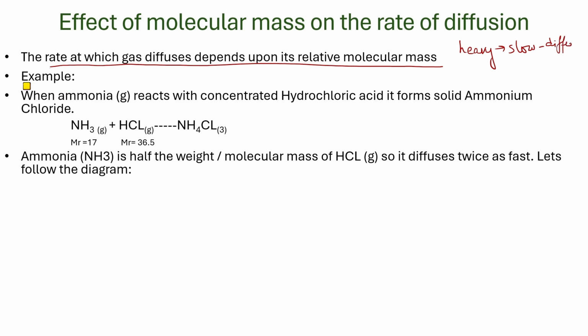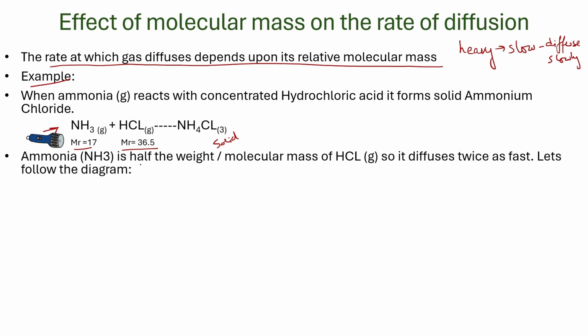Now there is an example, that is when ammonia gas reacts with concentrated hydrochloric acid, it forms solid ammonium chloride. I have written the equation. NH3 stands for ammonia plus HCl. HCl stands for hydrogen chloride. When they both react, they form NH4Cl, that is ammonium chloride, which is in the form of solid. Mr of ammonia is 17 and hydrochloric acid is 36.5.